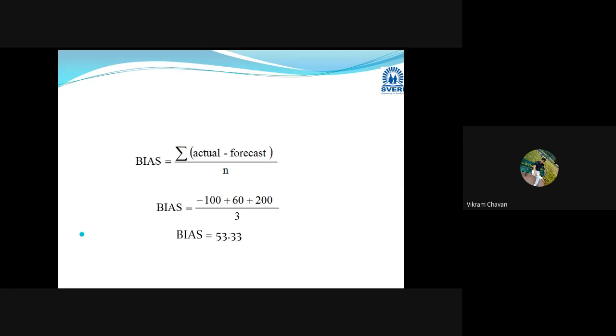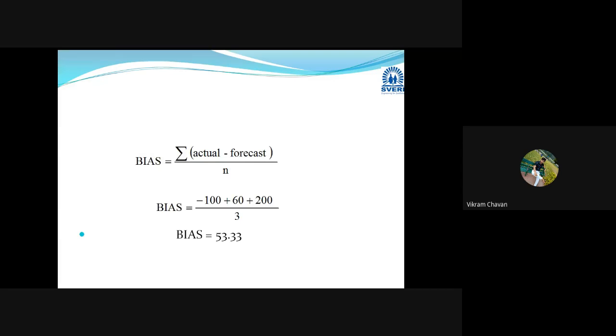On the basis of forecasting, the forecasted value is 500. So out of 500, we will get the 120 error in case of MAD. So 120 divided by 500 multiplied by 100 will be the error for the MAD. And in case of bias, 53.33 divided by 500 multiplied by 100 will be the error.